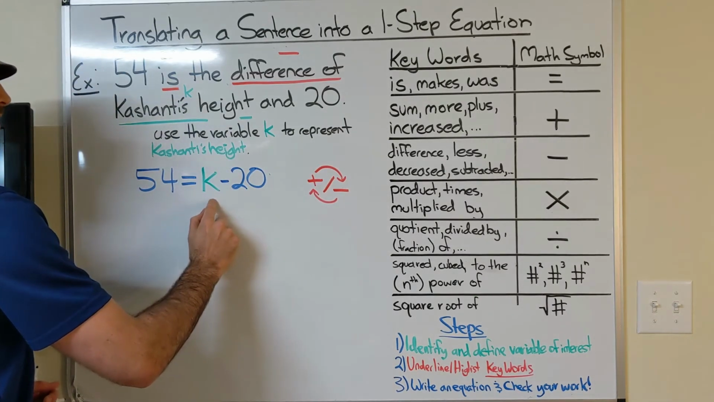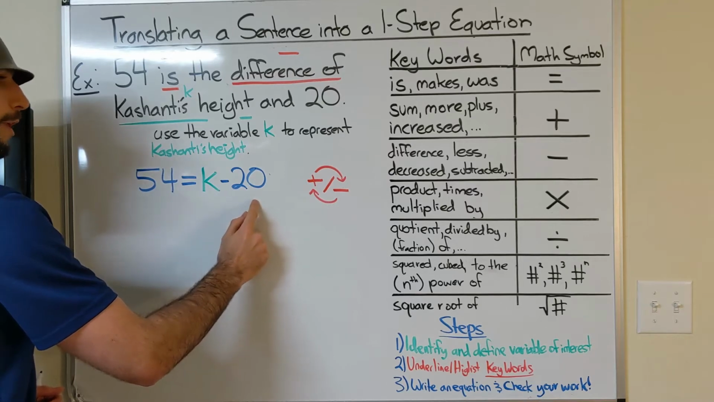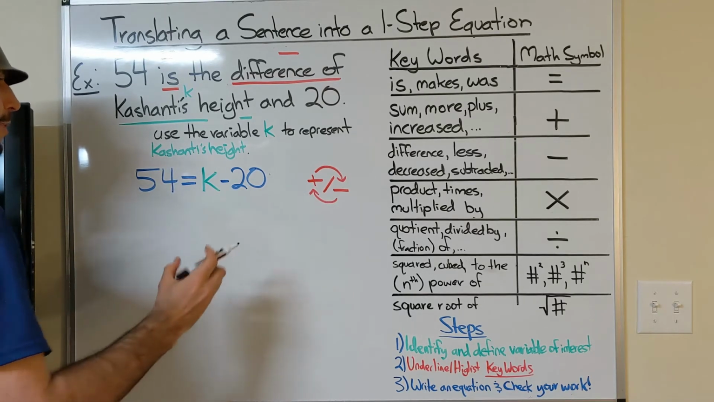Again, we need to isolate our variable k, so we're going to be using opposite operations. Here we're subtracting 20, so we'll add 20 to both sides to isolate our variable.